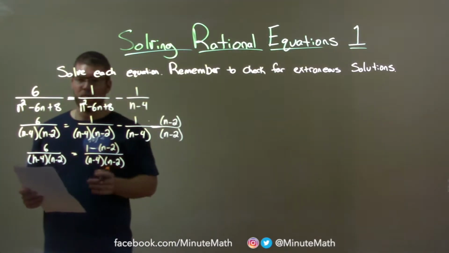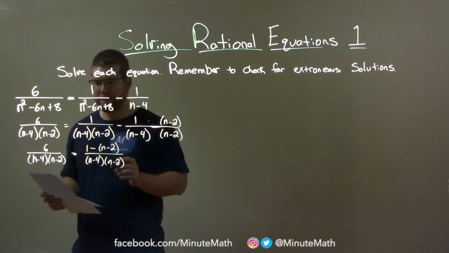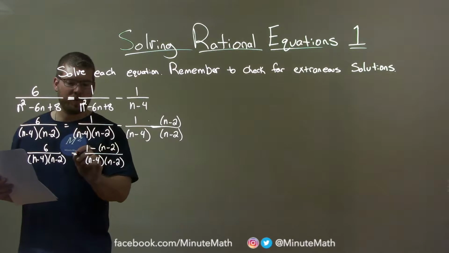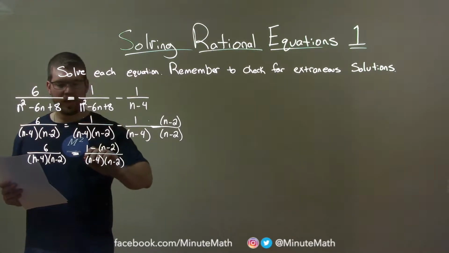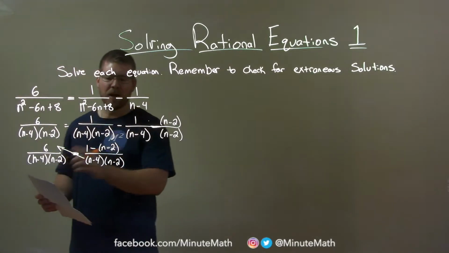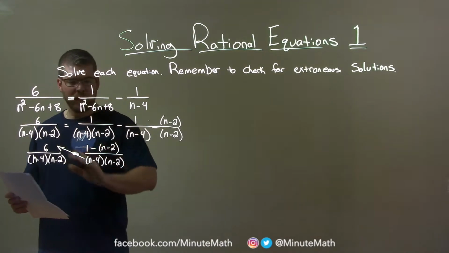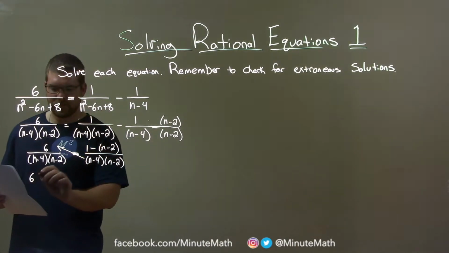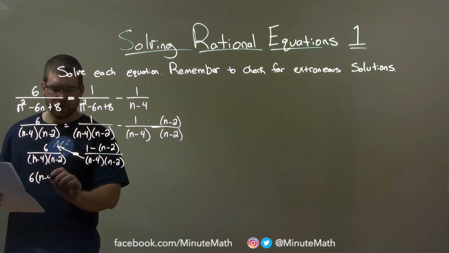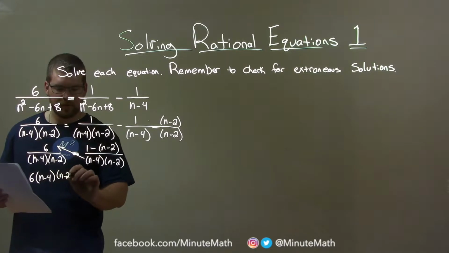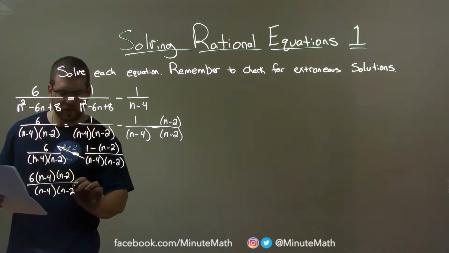Well, what can we do? Let's simplify this numerator a little more if possible. I'm going to do 2 steps in 1 here. I'm going to take this denominator and multiply it over here. I'm not going to cross multiply. I could if I wanted to, but I'm not going to. When I bring that over here, you'll see something. So we have 6 times n minus 4 times n minus 2 over n minus 4 times n minus 2.